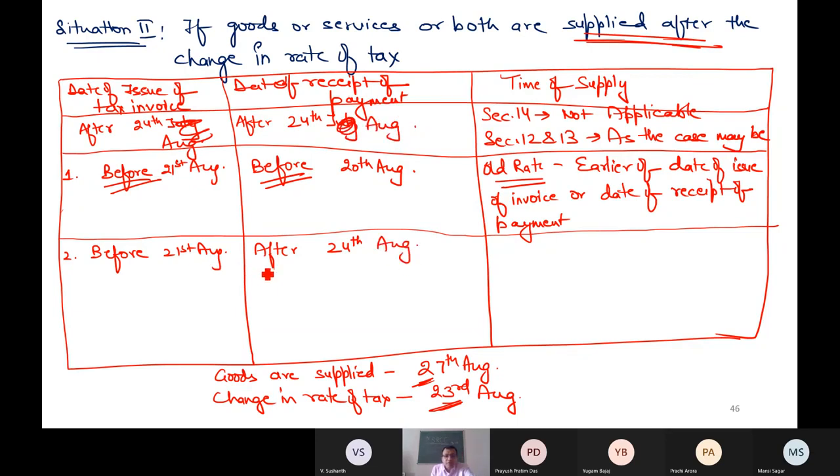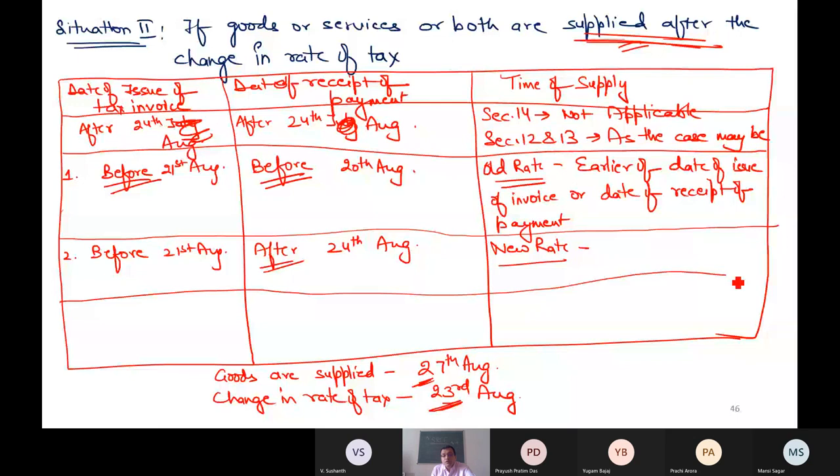Now two things are after, receipt as well as goods supplied. So which rate? After means new rate. But which date? You cannot write date of issue of invoice, because that will give you before. New rate will come only when you write date of receipt of payment. So the answer is the date of receipt of payment.